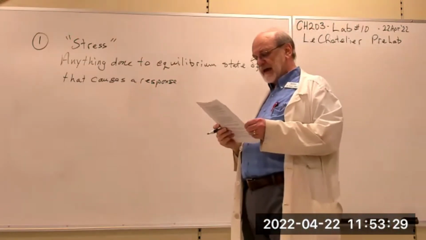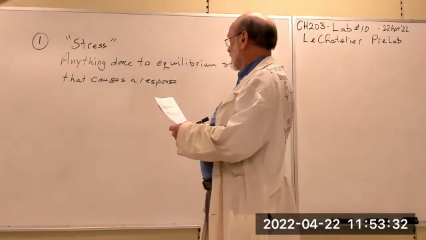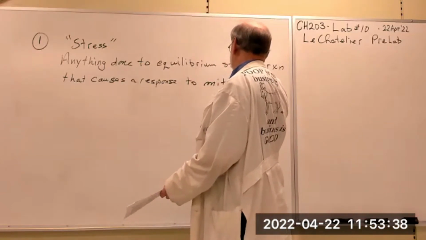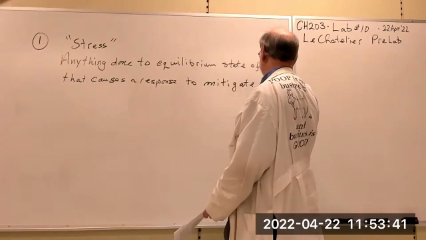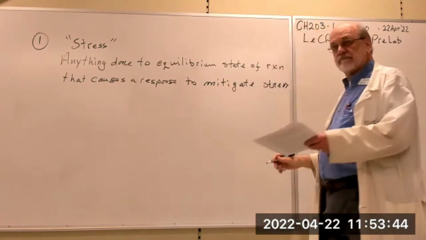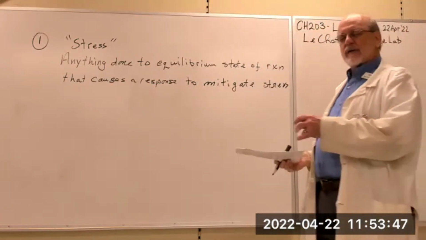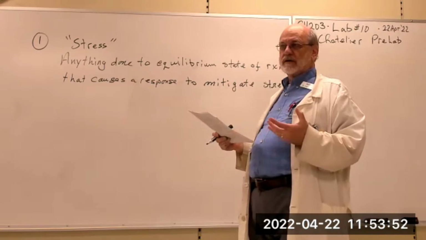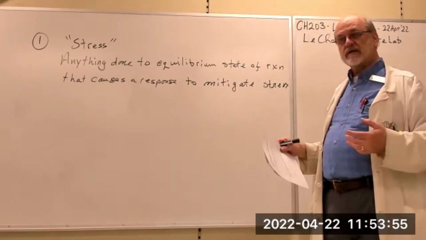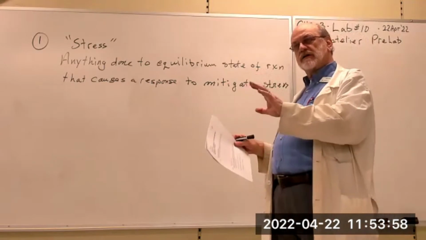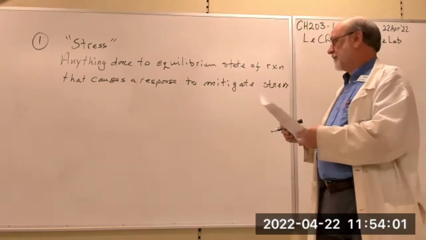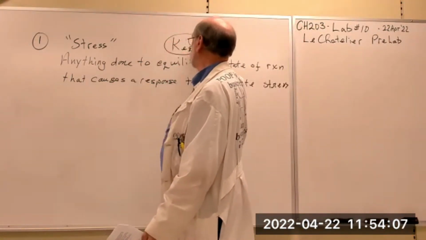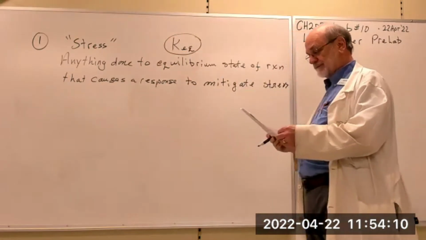How does an equilibrium system behave when a stress is applied? It causes a response to mitigate the stress. So if we add a reactant, it's going to consume part of that reactant until equilibrium is reestablished. Or if we remove a reactant, it's going to shift back toward reactants until equilibrium is reestablished. And equilibrium is defined by the K value at a given temperature.